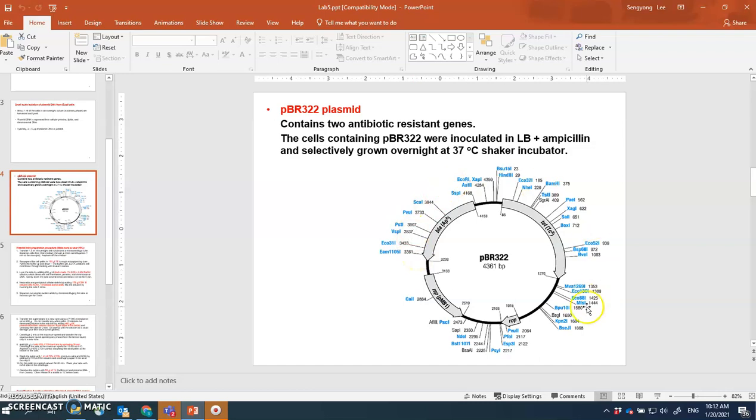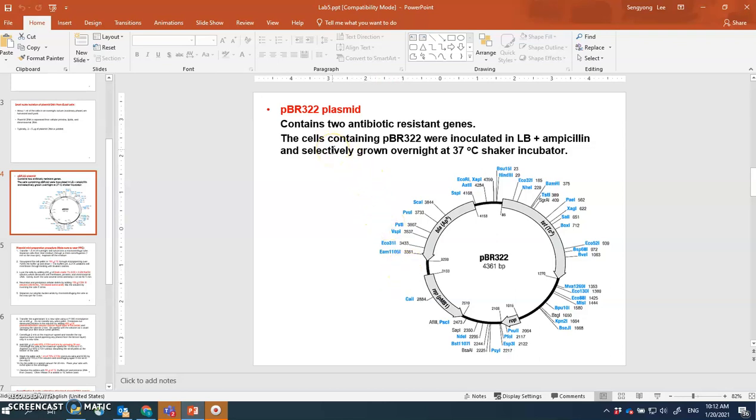So you have so many of these enzyme cutting sites because you can use some of those enzyme cutting sites to open up this plasmid DNA, and then you can insert your gene of interest in there. Okay, so by doing so, you can use this plasmid DNA as your delivery vehicle, the vector.